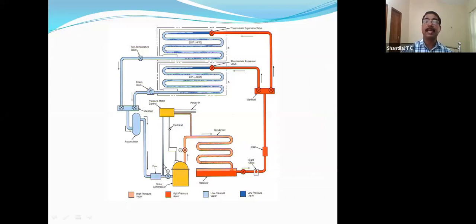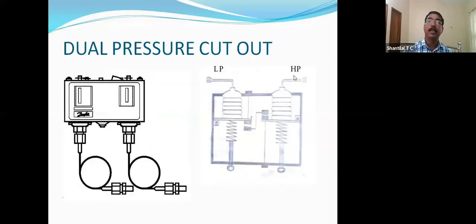This is the power in. By that action, the contact points will be open or closed. That I am showing now. So this is the internal diagram. This is the LP cutout and this is the HP cutout. So in normal condition, both contact points are closed. In normal condition, these two contacts, the low pressure contact point and the high pressure contact point, that means the LP cutout and HP cutout, are both in closed position and the motor will run.